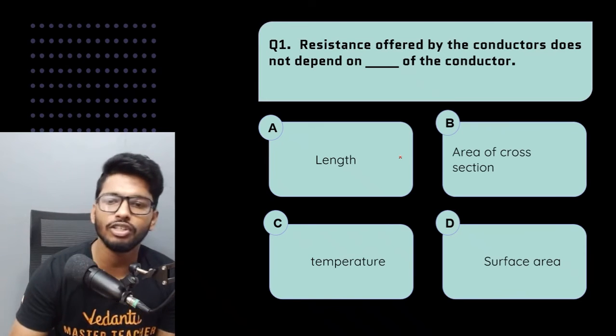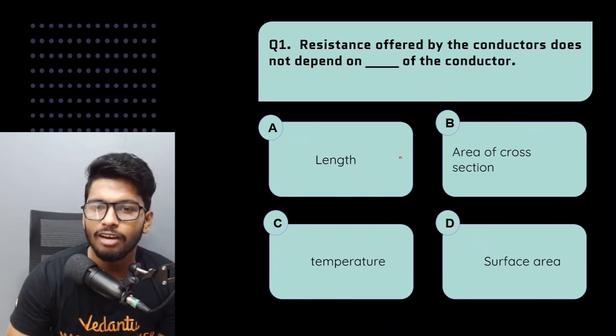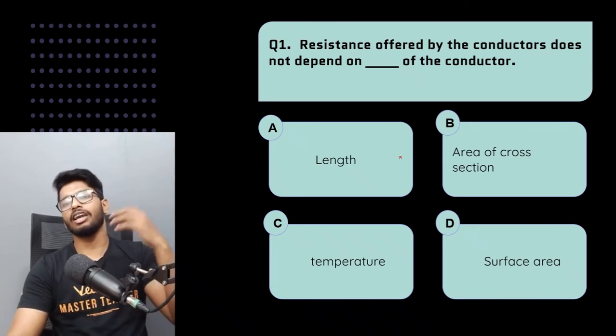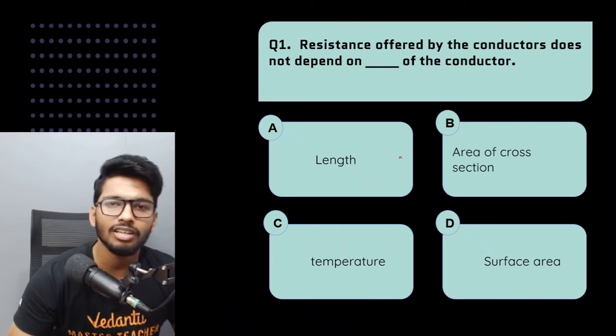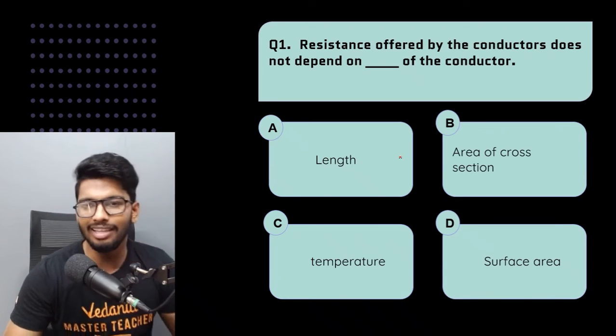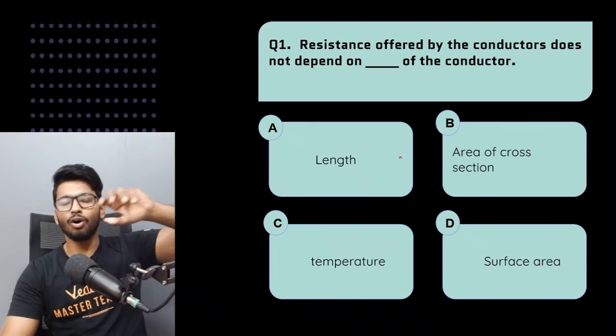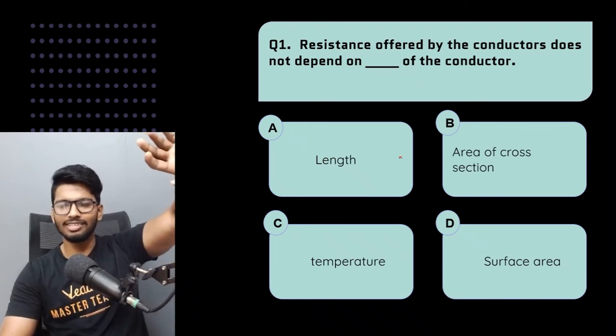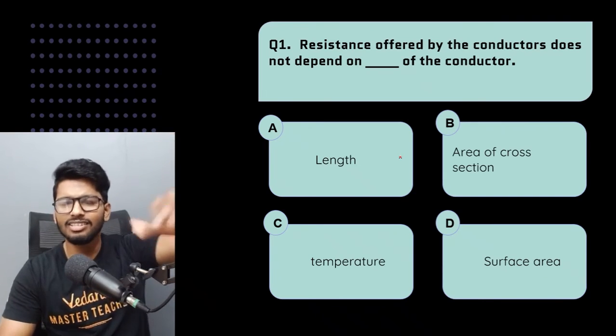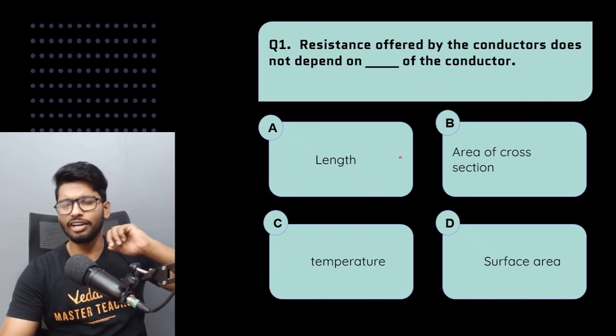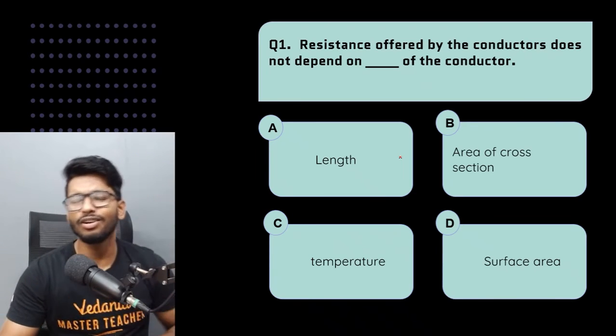Length, area of cross section, temperature, or surface area. Which of these doesn't affect resistance? The resistance in general does not depend on length, area of cross section, temperature, or surface area. I'll start the quiz, guys. I'll tell you the answer in 5 seconds. If you need more time, pause the video and try to figure it out. I'll answer in 5, 4, 3, 2, 1.